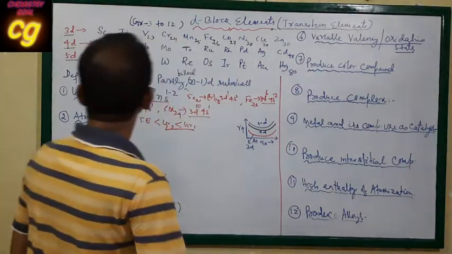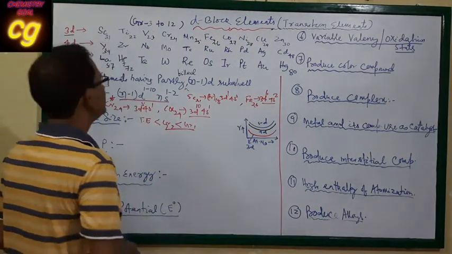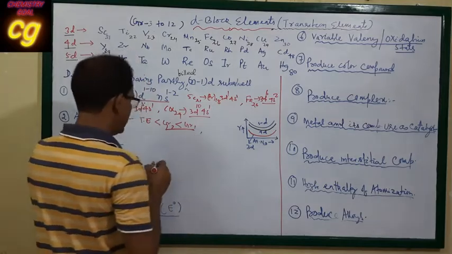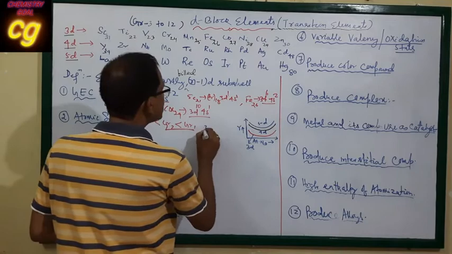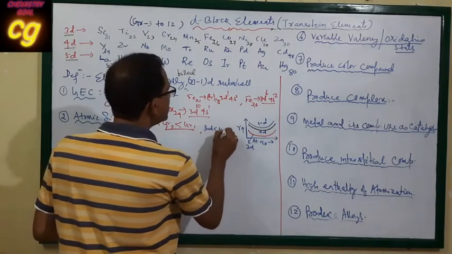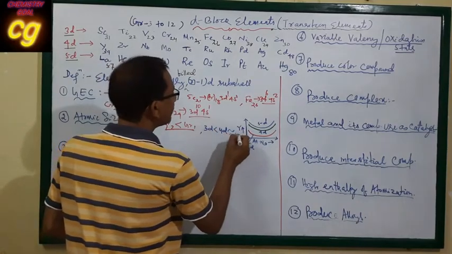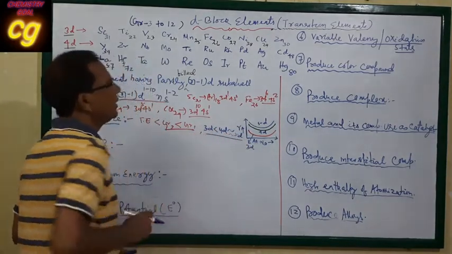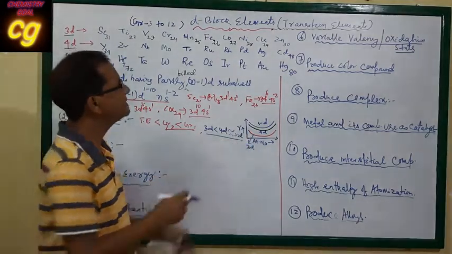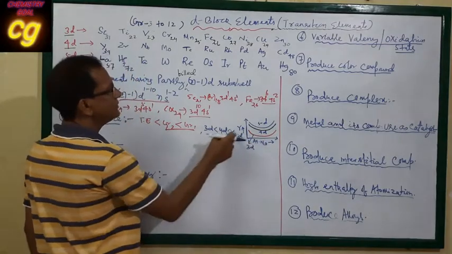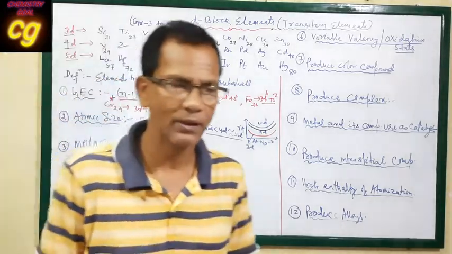Then if you compare the 3D series, 4D series and 5D series, this is very important: 3D series is less than 4D series, but 4D and 5D are approximately the same. 4D, 5D size is approximately same.